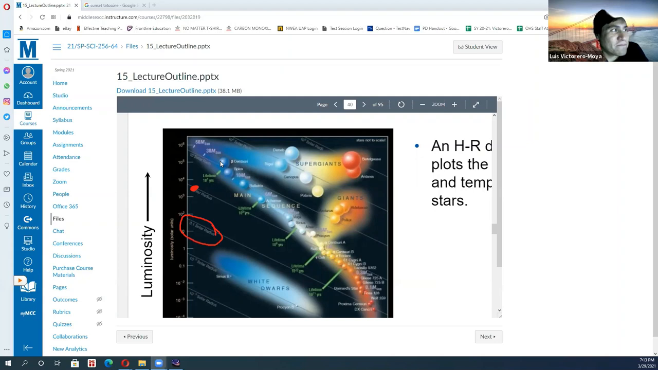How about a star that is 10 times the size of the sun? Well, there you are. A star that is 10 times the size of the sun can be a giant. It will just need to be way, way, way hotter. The temperature of the sun is approximately 6,000 kelvins. Here we're talking about 50,000 kelvins. We're talking about 8 times larger in terms of temperature.